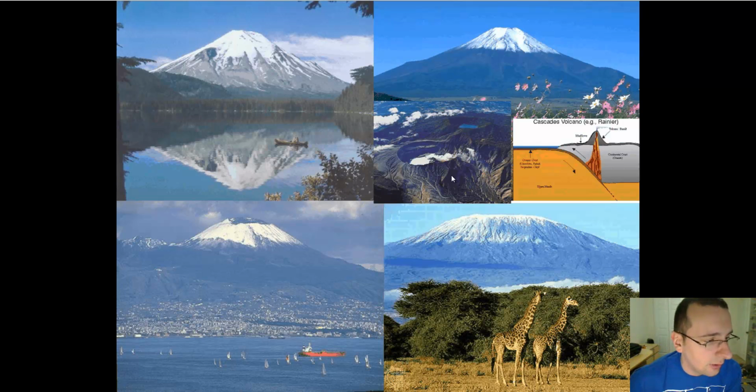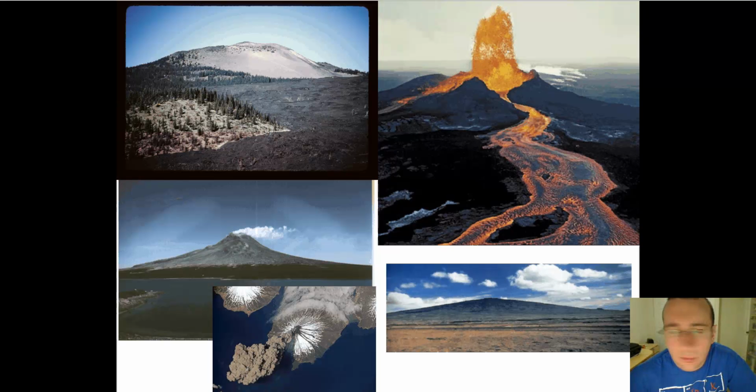And you see some of the most famous ones here, including Mount St. Helens, Vesuvius, Kilimanjaro, Mount Rainier, and Mount Fuji in Japan. So you have several of the most famous volcanic mountains shown here. And these are what we call composite volcanoes, and we'll talk more about it in the next video. But basically they are mountains caused by volcanic activity.